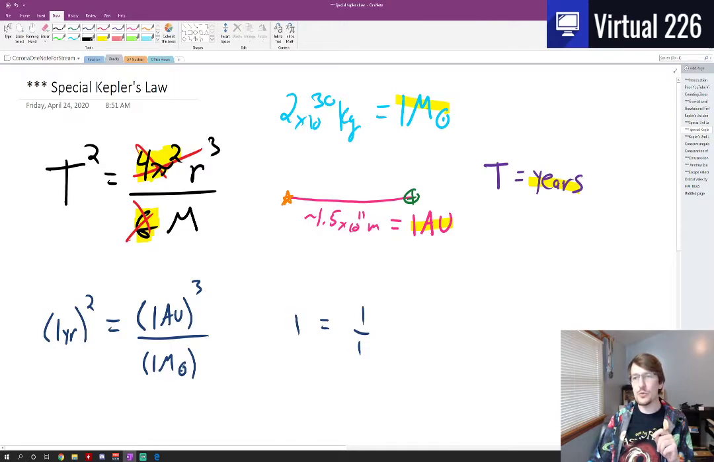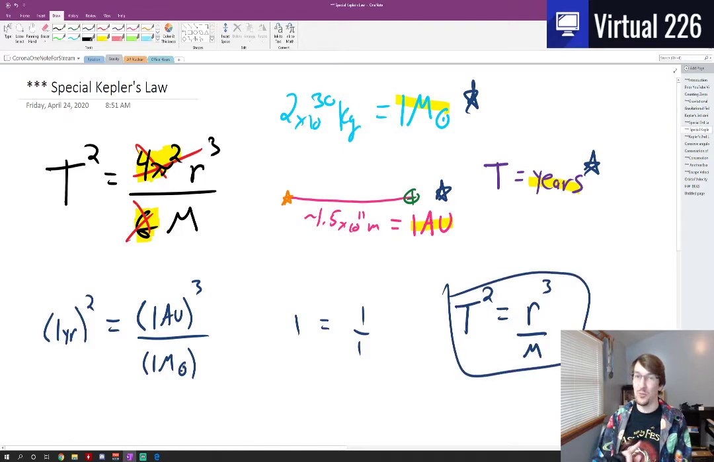So if we use these special units here, solar masses, AUs, and years, we can just rewrite this equation as period squared equals the orbital radius cubed, or the semi-major axis cubed if you have an ellipse, divided by the solar mass amount. And that is way easier. I no longer have to remember G. I don't have to remember the 4. I keep forgetting pi squared, so I don't need it.